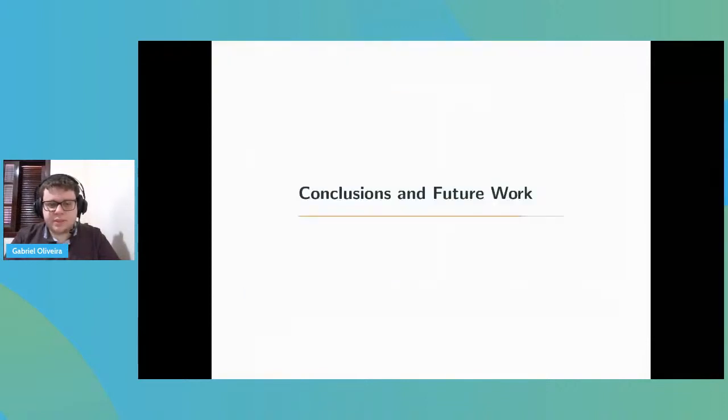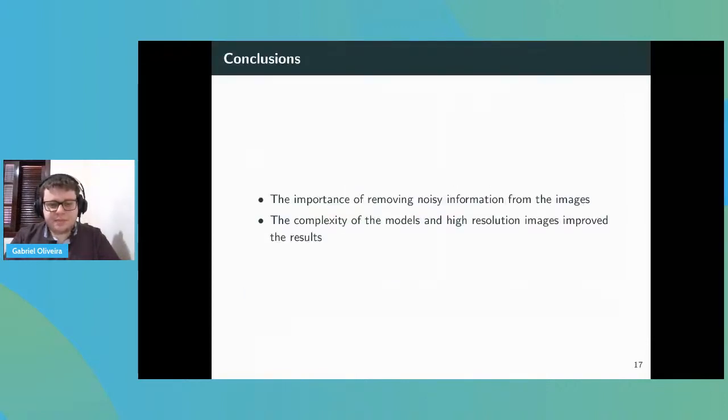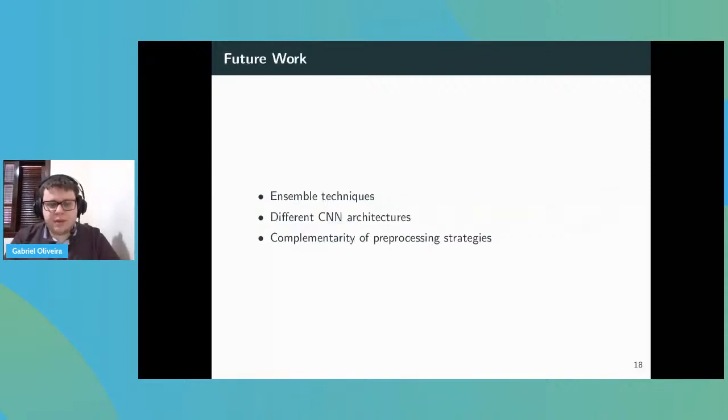So with GradCAM, we can see that our model with exterior chest is paying attention to the correct part of the image. As conclusions, we conclude that it's important to remove noise from CT scans, and CT scans from different hospitals, machines and sensors. It's very important to make this preprocessing step. And the complexity of the models and high resolution images can improve the results compared to simple models and low resolution images.